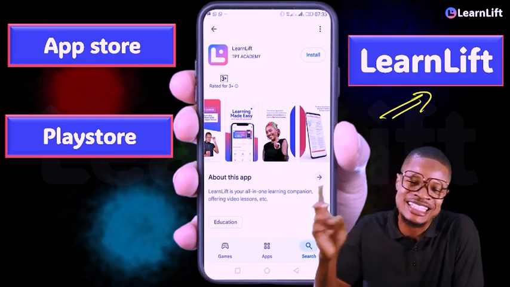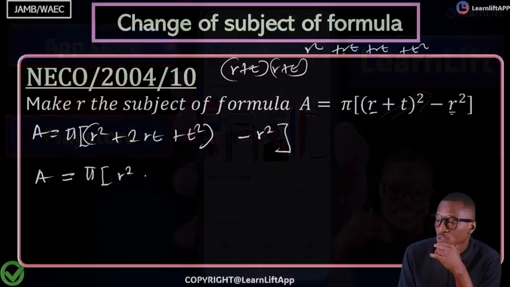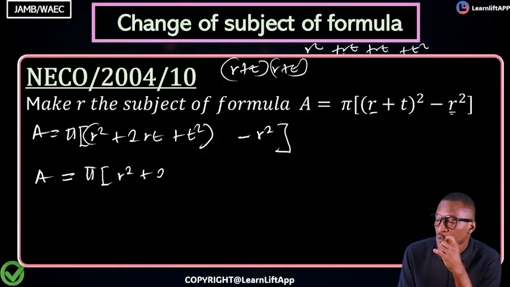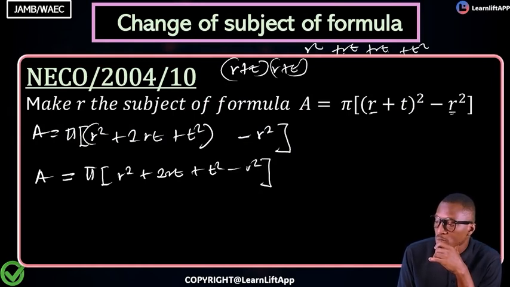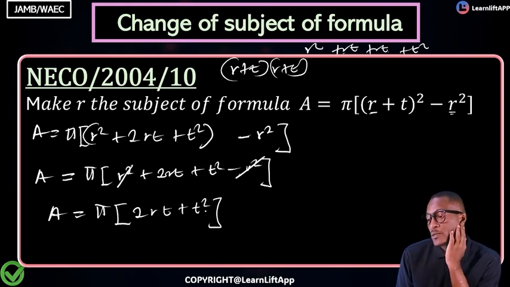Before we proceed, let's get back to class. Flow with me. r squared plus 2rt plus t squared minus r squared. So this r squared will cancel this r squared. So what do we have now? We have A is equal to pi into (2rt plus t squared).